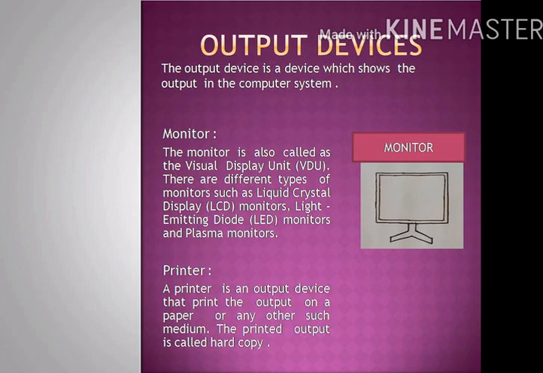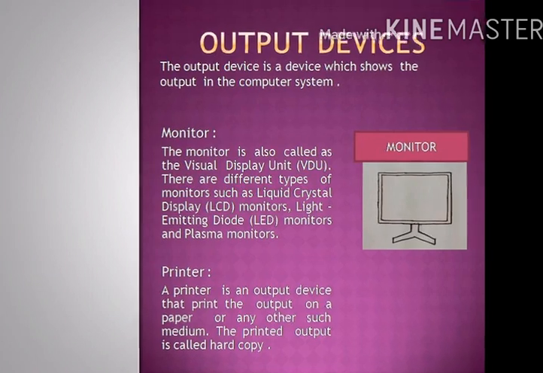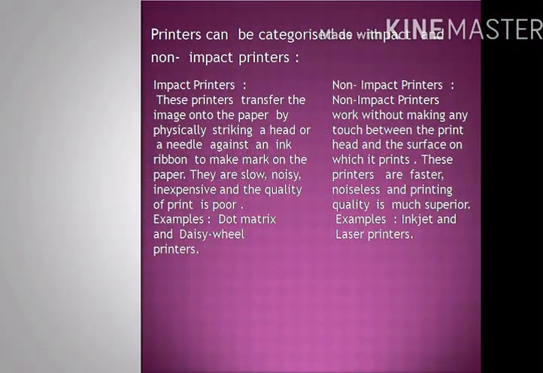A printer is an output device that prints the output on a paper or any other such medium. The printed output is called hard copy. The next slide is about types of printers. Printers can be categorized as impact and non-impact printers.